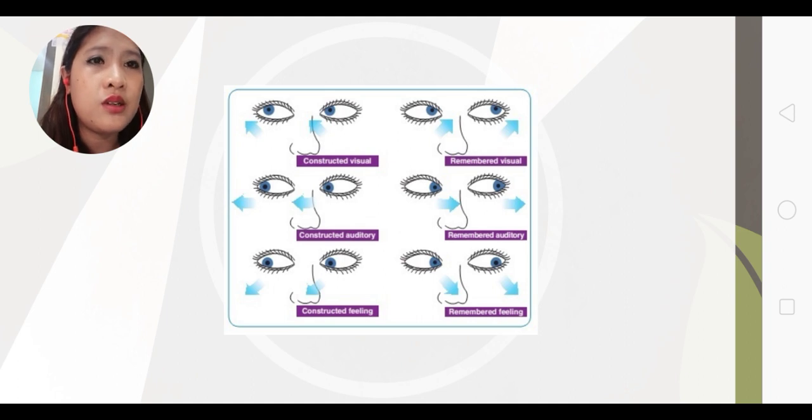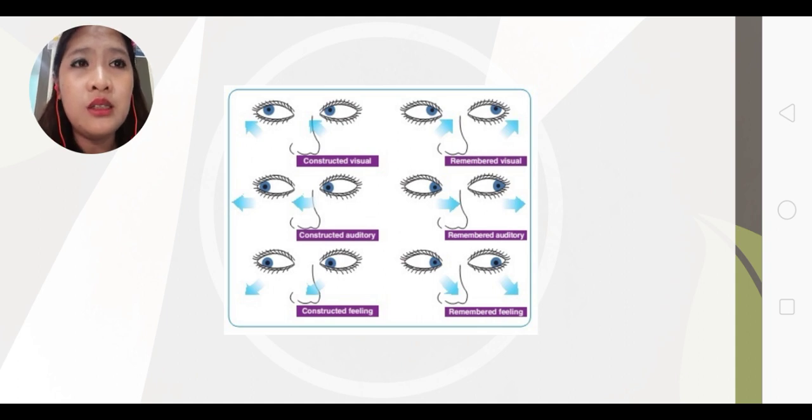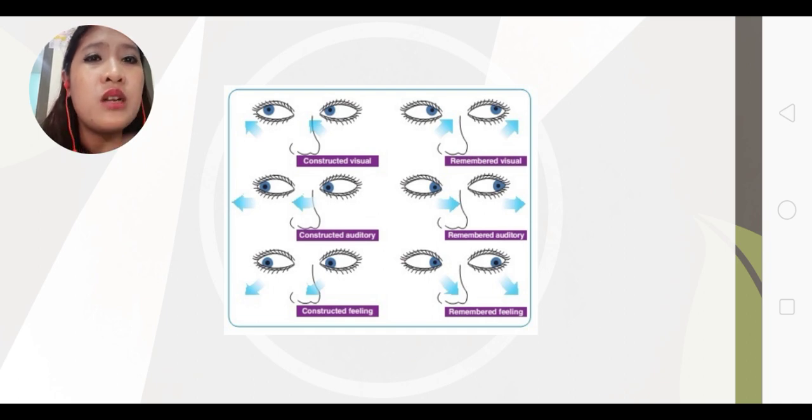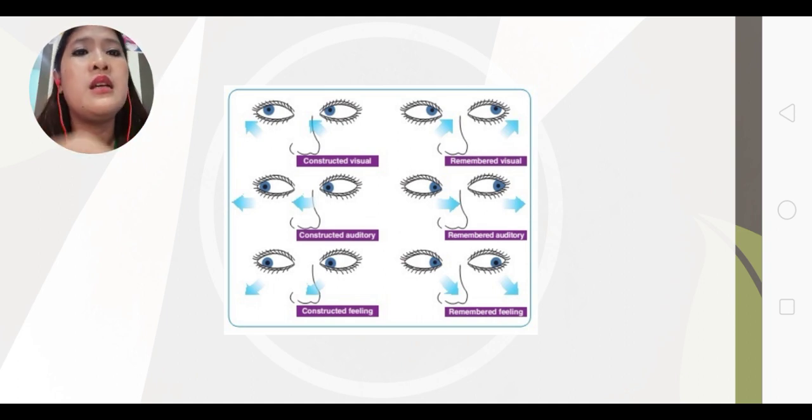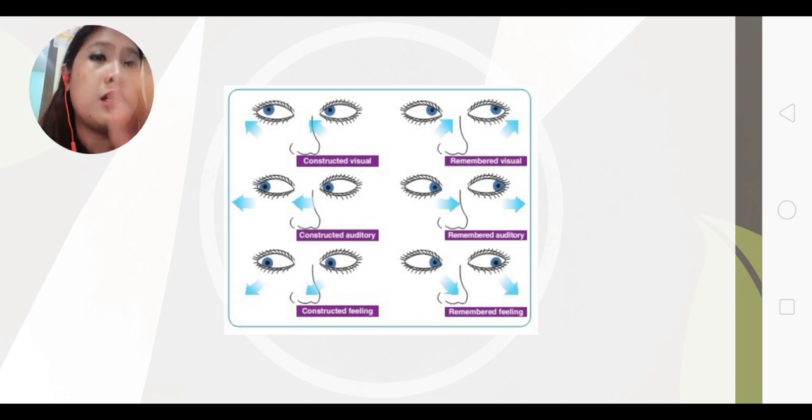When you look downwards, you're trying to remember what you felt, and when you look on the lower right side, you are trying to construct a feeling, a constructed feeling, which is not really a genuine one. So when you're trying to remember, it falls on the right side. And when you're trying to construct, it's on the left side. So again, for the construction, it's on the left side, and on the right side is the remembering part.